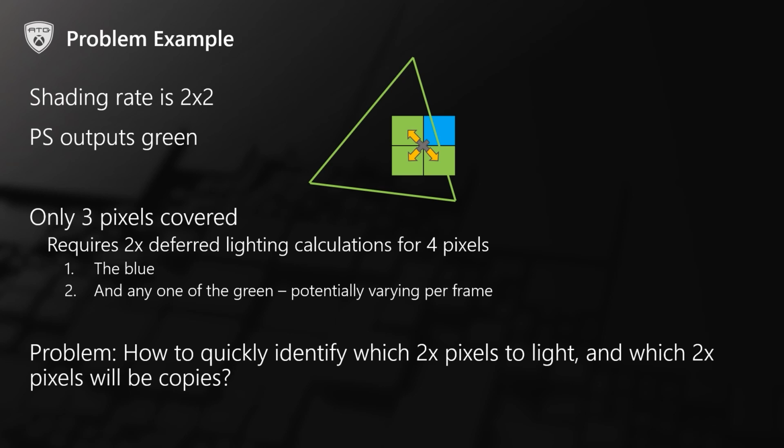What I need is an alternative way to identify very quickly which of these pixels I'm going to have to light. So I need to light the blue pixel, and I need to light any one of the 3 green pixels and copy its result to the other 2 green pixels. So I need a fast way of working out the set of pixels I need to light and the set of pixels that can be copied.